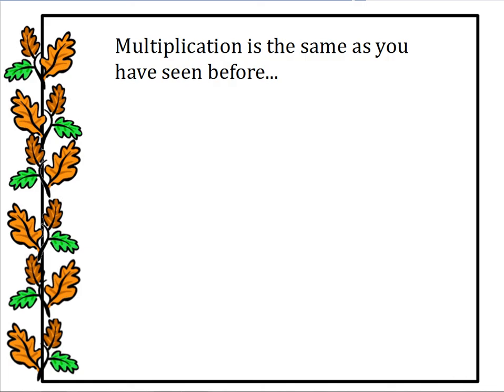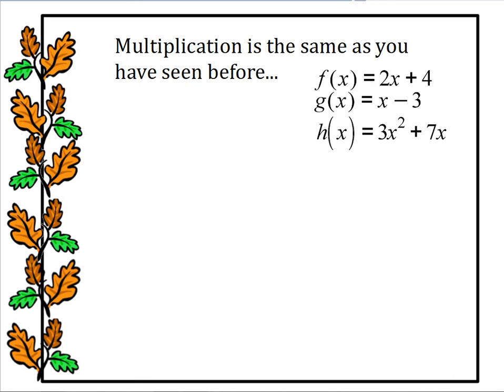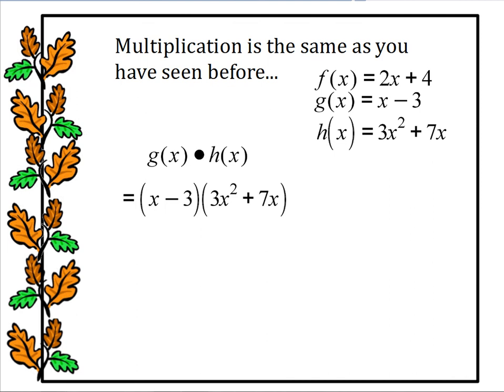Multiplication is the same as you've seen before when we multiplied polynomials. If I have those same three functions and it asks me to multiply g of x and h of x, I write down what the two functions are equal to, and then I'm going to do my distribution. X distributed to the 3x squared gives me 3x to the third power. X times 7x gives me 7x squared. Negative 3 times 3x gives me negative 9x squared. And negative 3 times 7x is negative 21x.